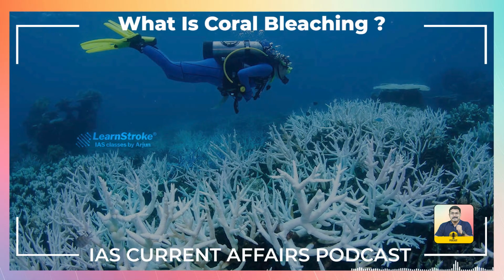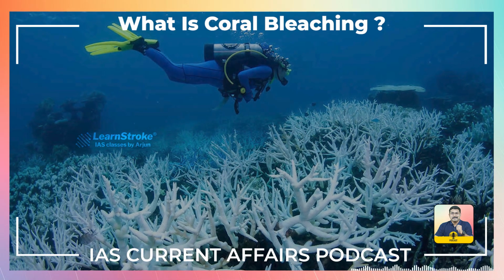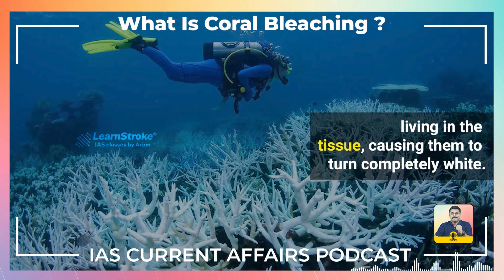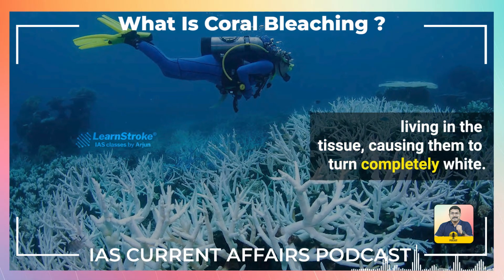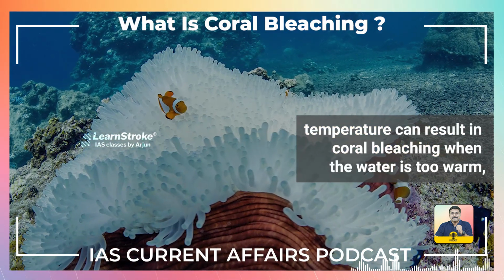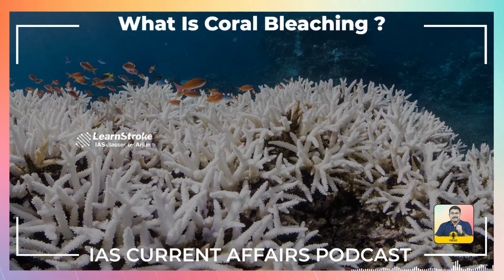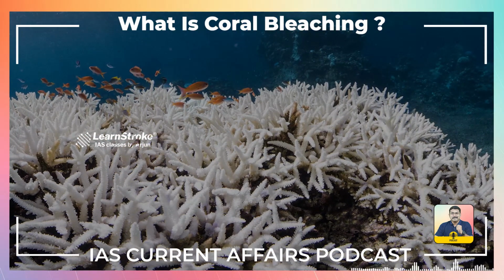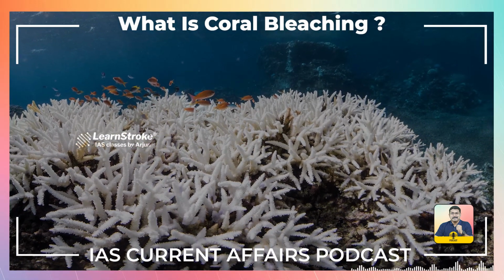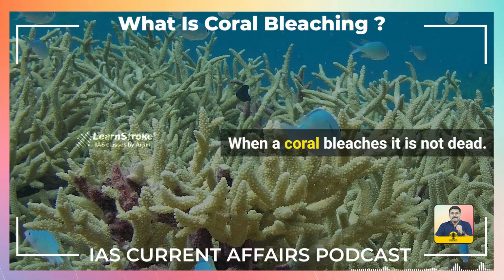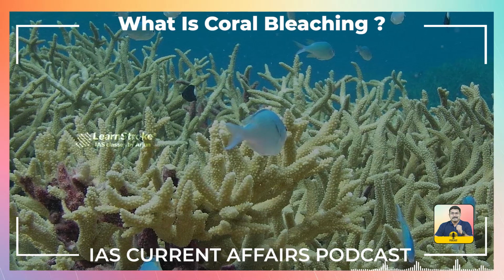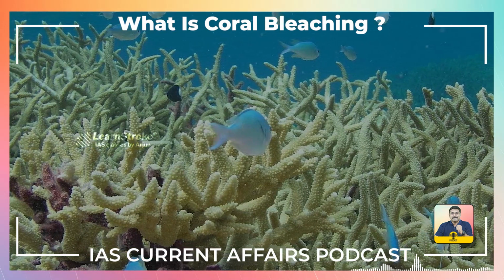When corals are stressed by changes in conditions such as temperature, light, or nutrients, they expel the symbiotic algae living in their tissue, causing them to turn completely white. Warmer water temperature can result in coral bleaching. When the water is too warm, corals will expel the algae, which is the zooxanthellae, living in the tissue, causing the coral to completely turn white. This is called coral bleaching. When a coral bleaches, it is not dead. Corals can survive a bleaching event, but they are under more stress and are subject to mortality.